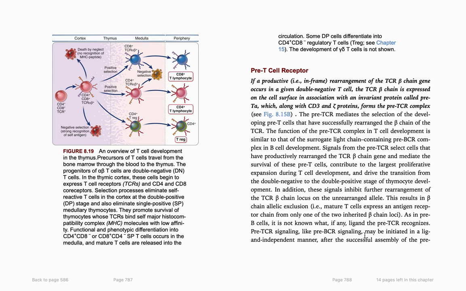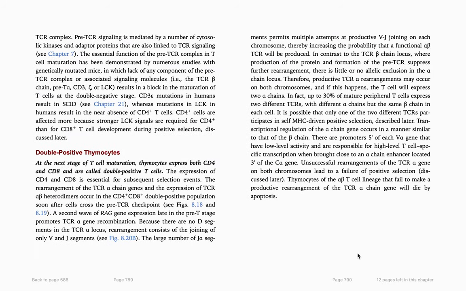The mature T cell expresses an antigen receptor beta chain from only one of the two inherited beta chain loci. As in the pre-B cell, it is not known what ligand the pre-T cell receptor recognizes. Pre-T cell receptor signaling, like pre-B cell signaling, may be initiated in a ligand-independent manner after a successful assembly of the pre-T cell complex. Pre-T cell receptor signaling is mediated by a number of cytosolic kinases and adaptor proteins that are also linked to T cell receptor signaling.